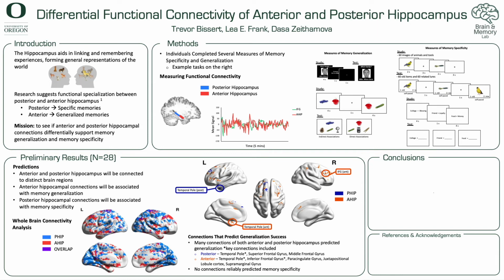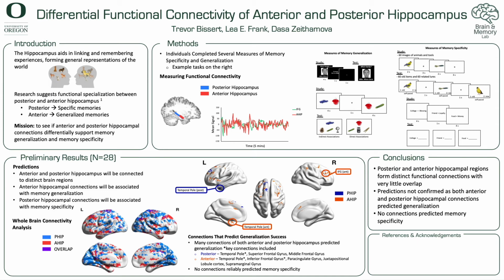Perhaps most interestingly, we found that there were connections between the anterior hippocampus and the inferior frontal gyrus related to memory generalization success, which is a region that is usually seen to support memory specificity. We also found numerous connections from the posterior hippocampus that supported generalization success, such as with the temporal pole.